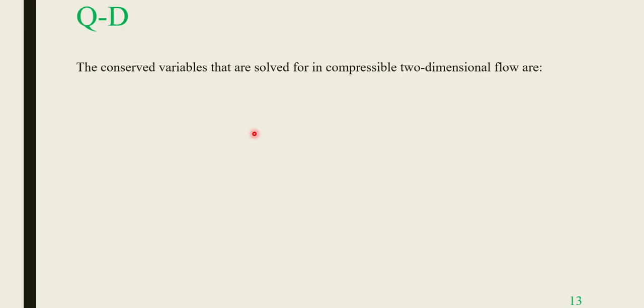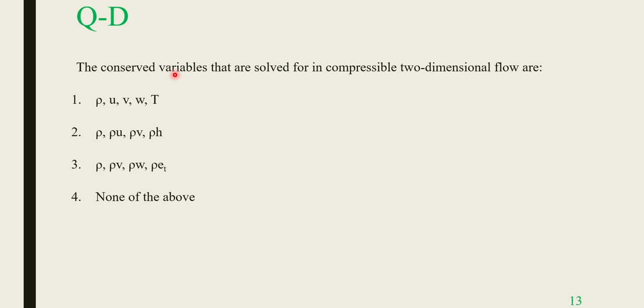In question D, it is asked what the conserved variables that are solved for incompressible two-dimensional flow are. Option 1: rho, u, v, w and T, that is, density, three velocity fields and the temperature T. Option 2: rho, rho u, rho v and rho h. Option 3: rho, rho u, rho v and rho Et. Option 4: none of the above. The answer to this is option 3.